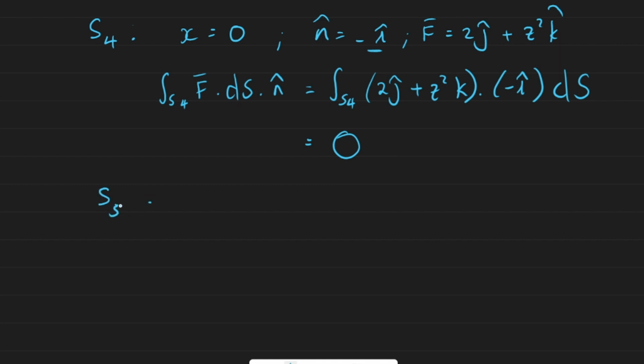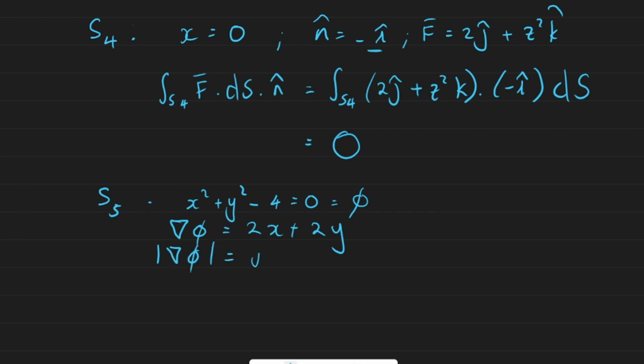So for surface 5, we have x squared plus y squared equal to 4. And since we have to create an implicit function, we can say x squared plus y squared minus 4 equal to 0, and we can now call that phi. That's our implicit function. And we have to find the gradient vector of that, and that gives us 2x i plus 2y j. And then the magnitude of the gradient vector is the square root of what we have just determined. So that gives us the square root of 4x squared plus 4y squared.